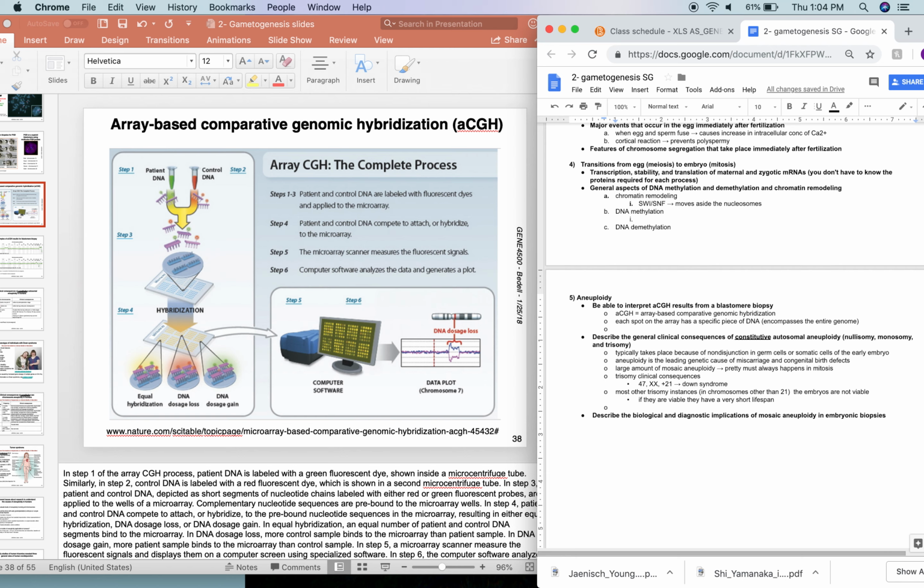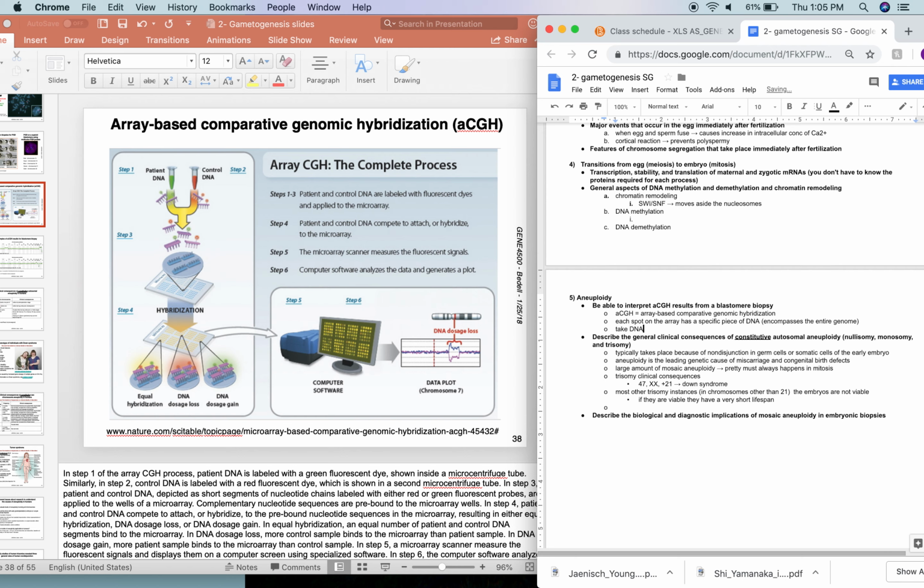But now, the same concept is being done with array-based comparative genomic hybridization, aCGH. But instead of taking RNA from two populations, you're taking DNA.